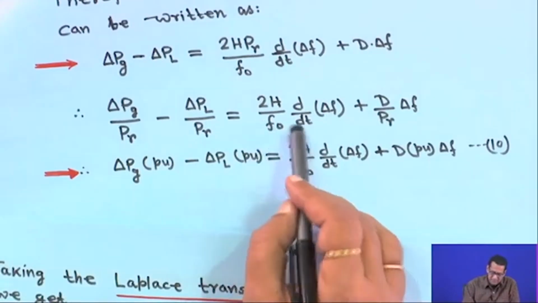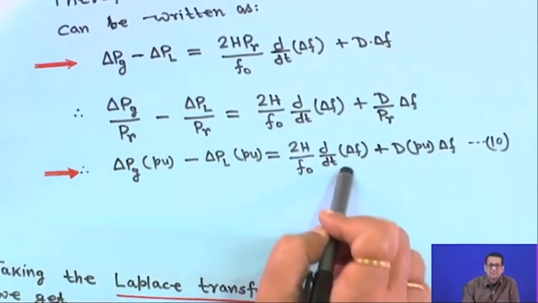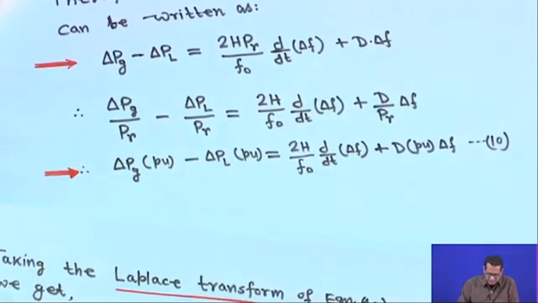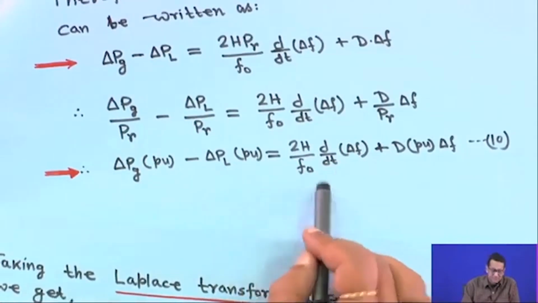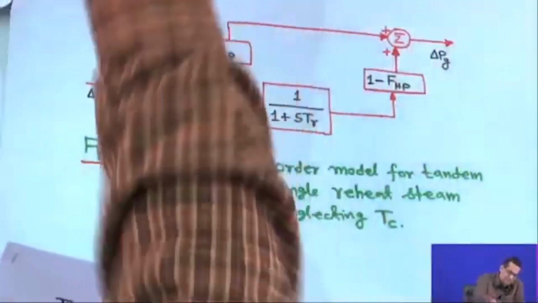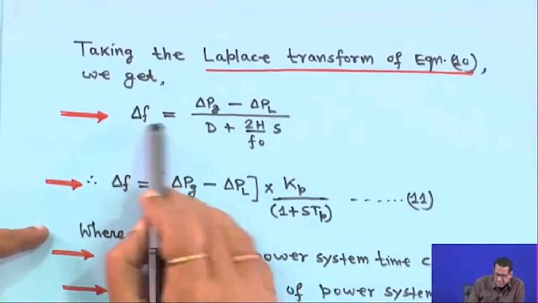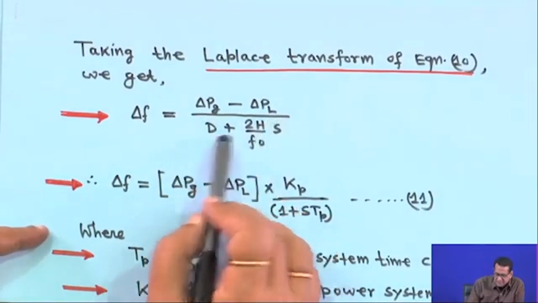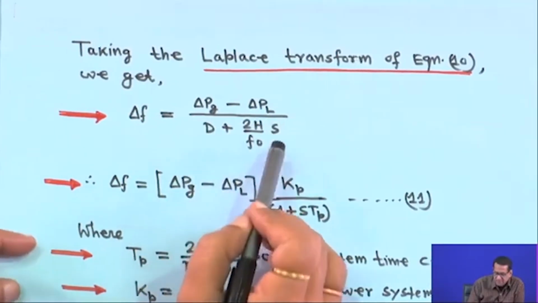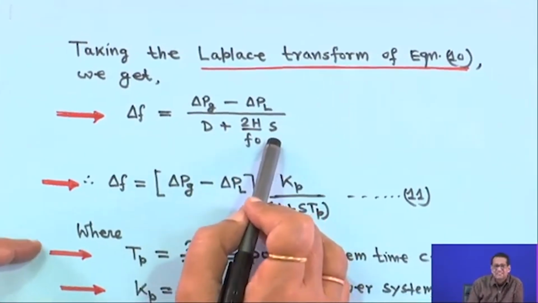So, you take the Laplace transform of this equation on both sides and then you simplify. If you do so, then you will get delta f is equal to delta Pg minus delta PL upon d plus 2h upon f0 into s. This you know now.